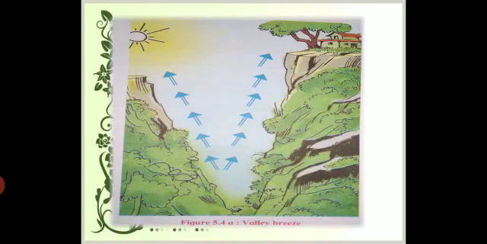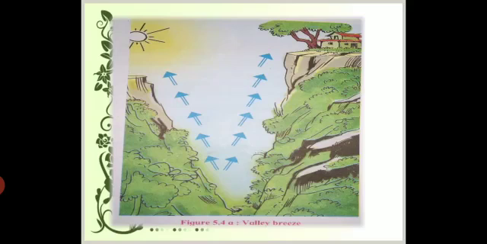Children, valley means the area between hills or mountains which can have a river or stream flowing through it. As you can see in the picture, there are two mountains shown. On the left side, we can see a sun, and on the right side, we can see some trees and houses. And the low area between these two mountains is called the valley, from where the arrows are coming in an upward direction. Now let us learn about valley breeze.